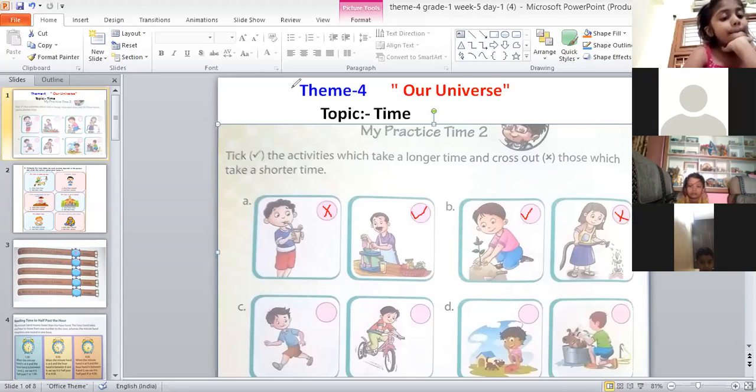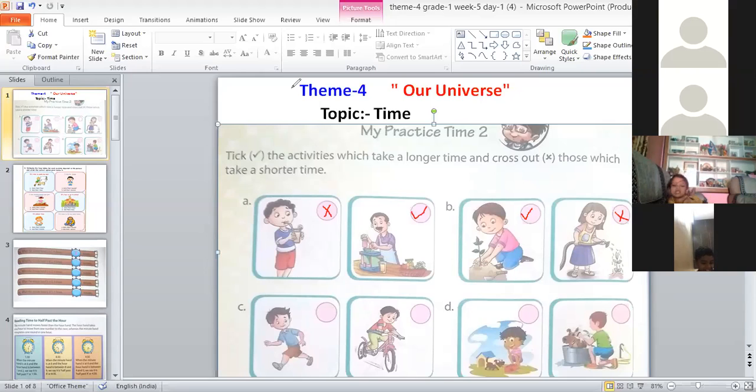Yes, Ashrita. Ma'am, what is the page number? Ashrita, page number is 162. Okay, ma'am. Yes, AVK Ganesh. Page number 162 of your math textbook.